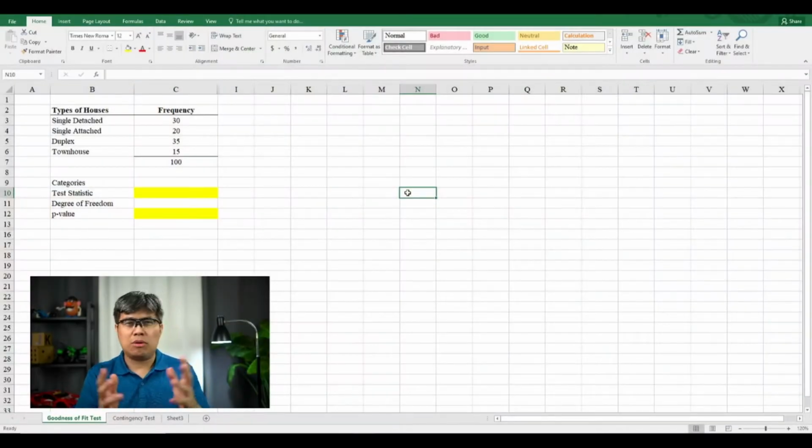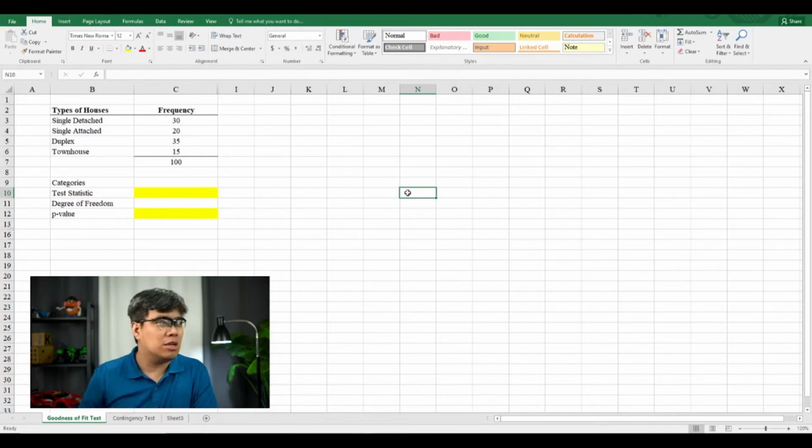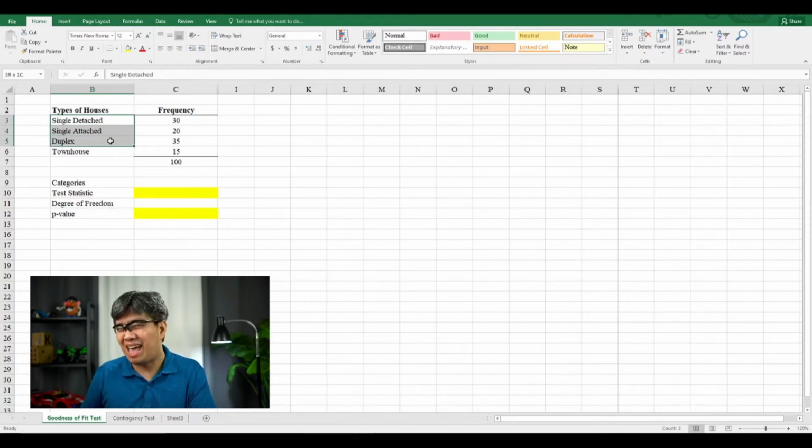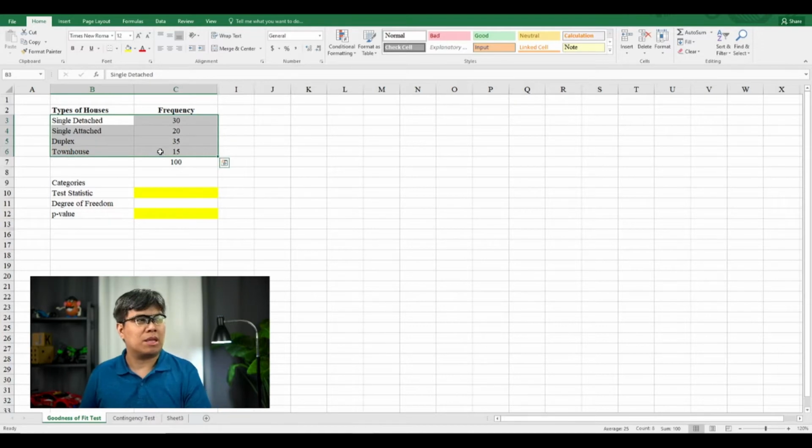So here we have a sample data set. We're talking about different types of houses. We have four types of houses: single detached, single attached, duplex, and townhouse. Based on the frequency, some types of houses are more preferred than others. Duplex is the most preferred, and the least preferred is townhouses.